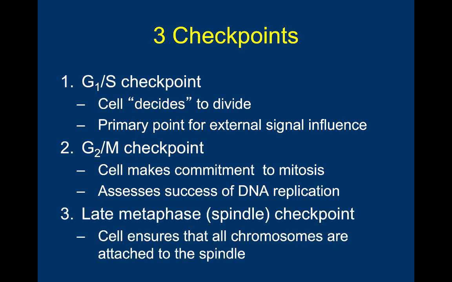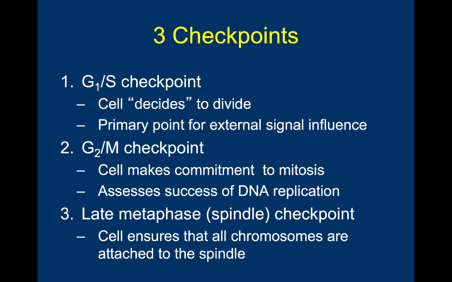Our third checkpoint is a late metaphase checkpoint, and this is a point where cells are screened to make sure that everything lined up correctly on the metaphase plate, to make sure that we have one member of each pair of sister chromatids on either side of the metaphase plate, so that eventually both daughter cells that are produced will be genetically exactly the same thing.